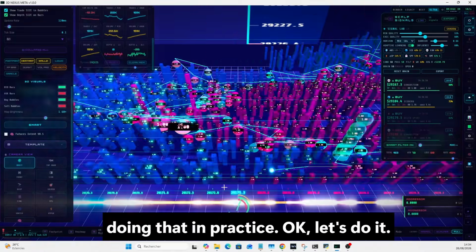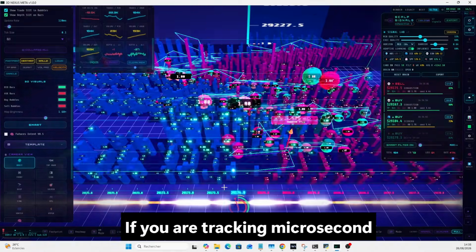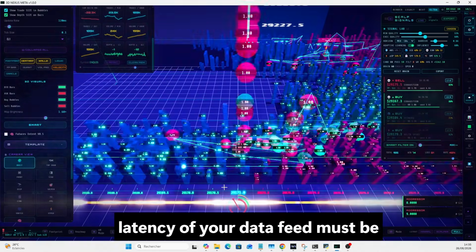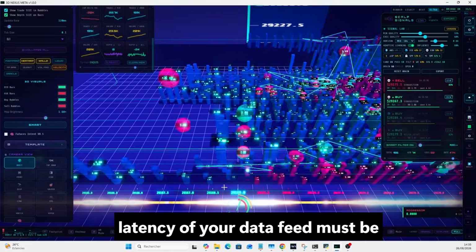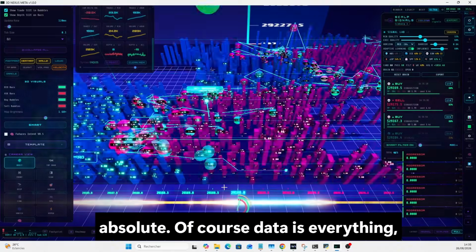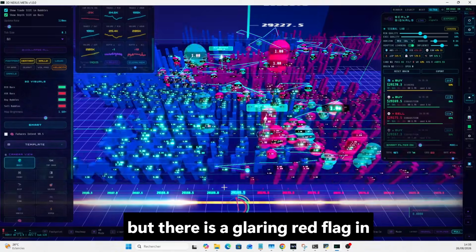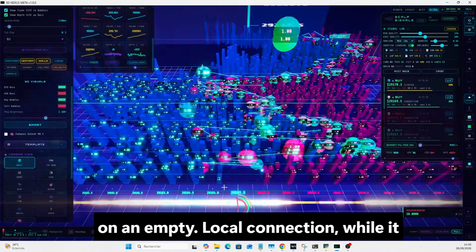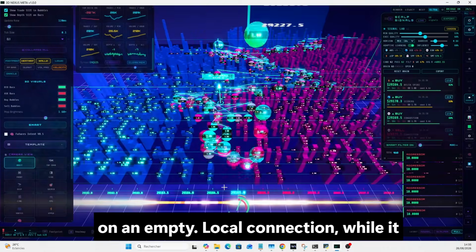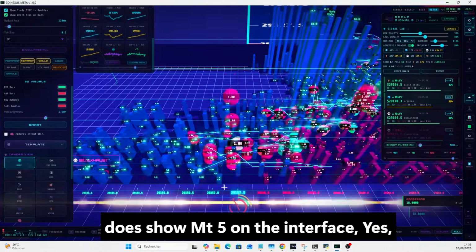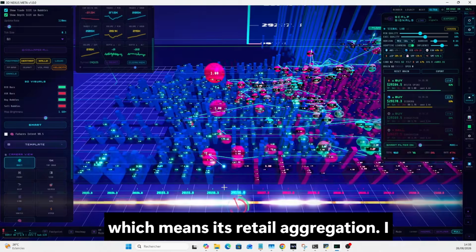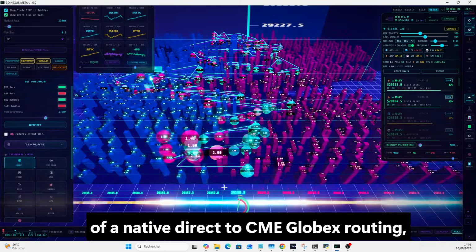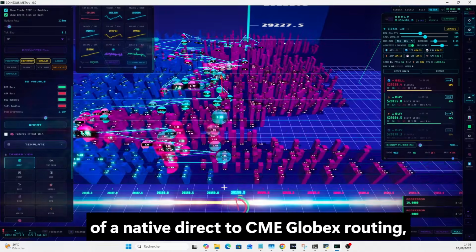Okay, let's do it. If you are tracking microsecond manipulation, literally mapping ghosts of canceled orders, the precision and latency of your data feed must be absolute. Of course. Data is everything. But there is a glaring red flag in this capture. Which is? The feed operates on an MT5 local connection. Well, it does show MT5 on the interface, yes. Which means it's retail aggregation. There is no proof in this capture of a native direct-to-CME Globex routing.